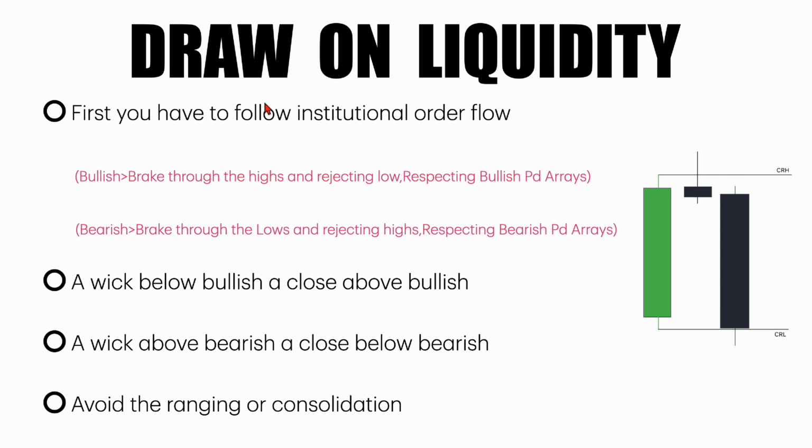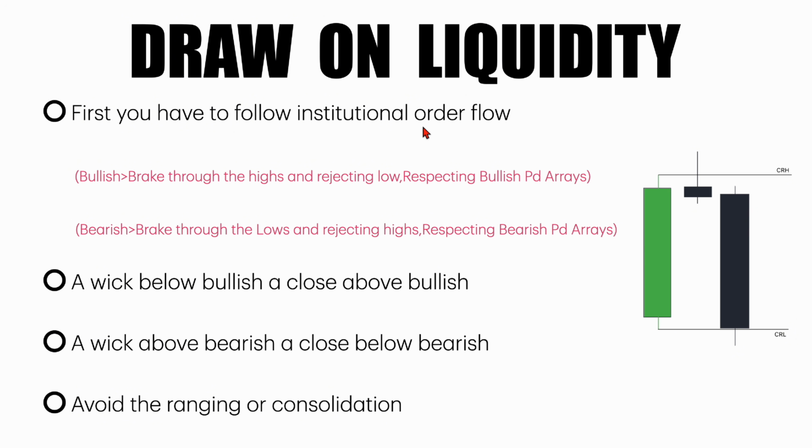Draw on liquidity is a key factor that establishes your market bias and narrative. Understanding draw on liquidity helps you determine which direction the price is likely to move, allowing you to align yourself with the market and trade with confidence. In this section, we will learn how to accurately identify draw on liquidity like a successful trader. The first step is to align yourself with institutional order flow. You have probably heard the saying, "The trend is your friend."